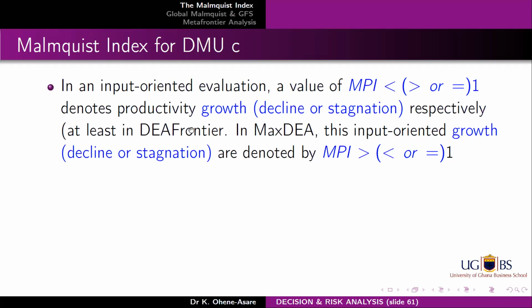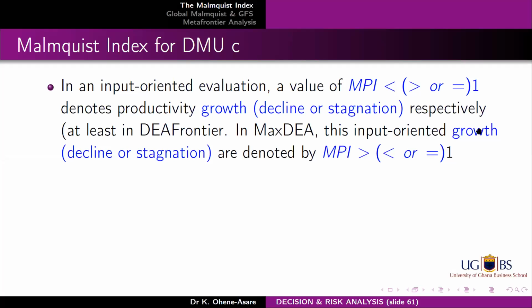And this is in the software code. But when you go to the MaxDEA, the MaxDEA doesn't want you to be confused. When you tell me that something is less than 1 and it is growth, it doesn't make sense. So MaxDEA does a quick adjustment. The MaxDEA software will rather tell you that in the input-oriented, the growth is greater than 1. So if you are going to use the MaxDEA software, remember that I sorted everything out for you already. Greater than 1 is growth, less than 1 is decline, and equal to 1 is stagnation.